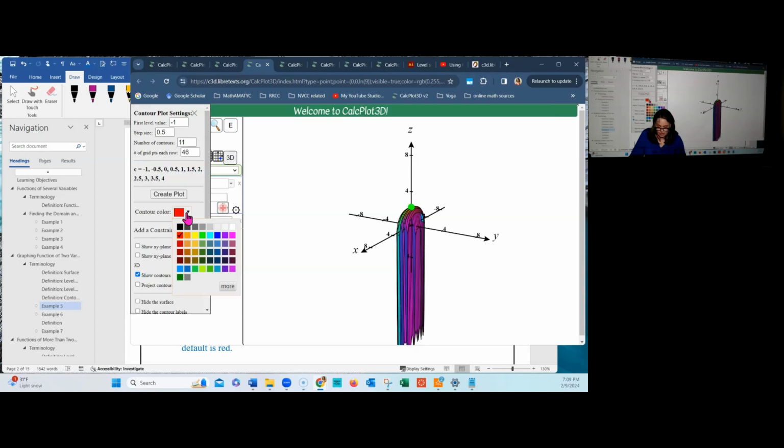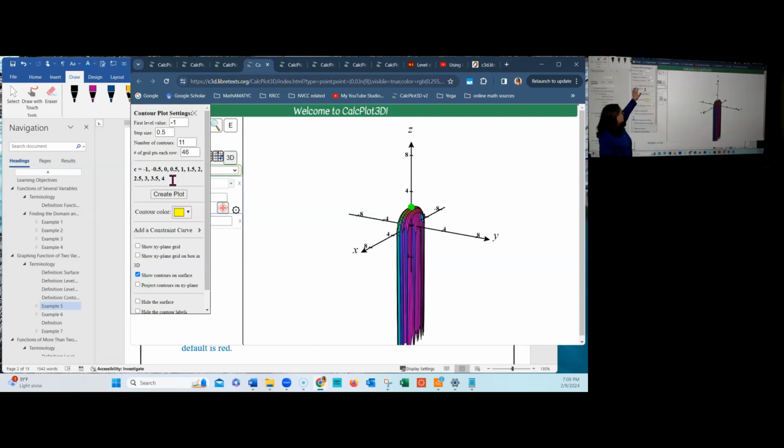We can choose what color we want it to plot in by clicking on the contour color right here. Red may or may not show up well on this particular plot, so we might want to choose something like yellow or even white instead. Let's choose yellow. We're going to show the contours on the surface. Notice that it's giving me the list right here of exactly which 11 contour lines it's going to draw, from -1 up to 4. It's not going to create the contour plot until you click on Create Plot.